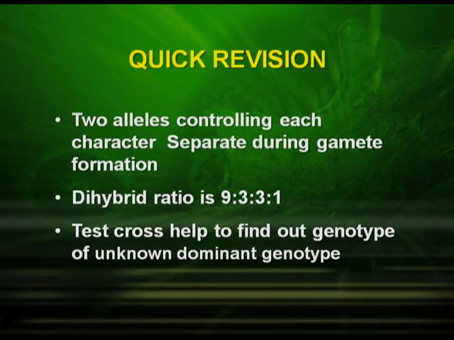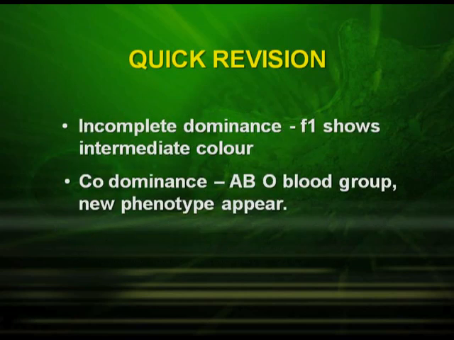Now let's have a quick revision of the topics that we have studied. First, the two alleles controlling each character separate during gamete formation. Second, the dihybrid ratio is 9:3:3:1. The test cross helps to find out the genotype of an unknown dominant phenotype. Incomplete dominance in the F1 shows an intermediate color. And in codominance, as in the ABO blood group, a new phenotype appears.